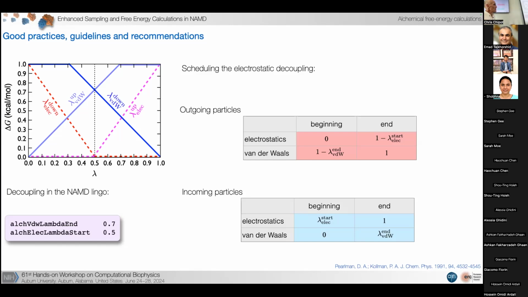And for the electrostatic, we start at 0, and we end at 1 minus 0.5, which is 0.5. So we start at 0, and we end at 0.5, and then it's 0, okay? So always keep in mind to be ahead in your scheduling, be ahead. Van der Waals should be, you should always have more van der Waals than electrostatics, okay?